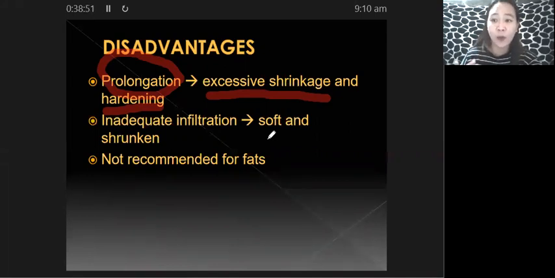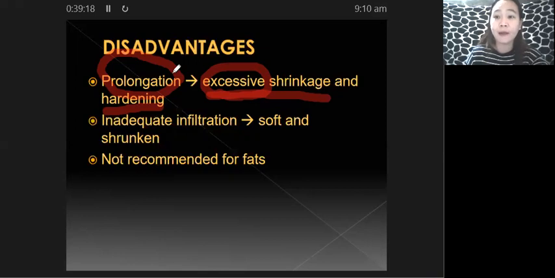Talagang consequence niya yon. Okay? And this is worsened if you are going to immerse your tissue sample for prolonged periods of time in your melted paraffin. So that's why the keyword here is excessive. Okay? Excessive shrinkage and hardening. Nakuha? Kasi kahit na hindi siya prolonged.